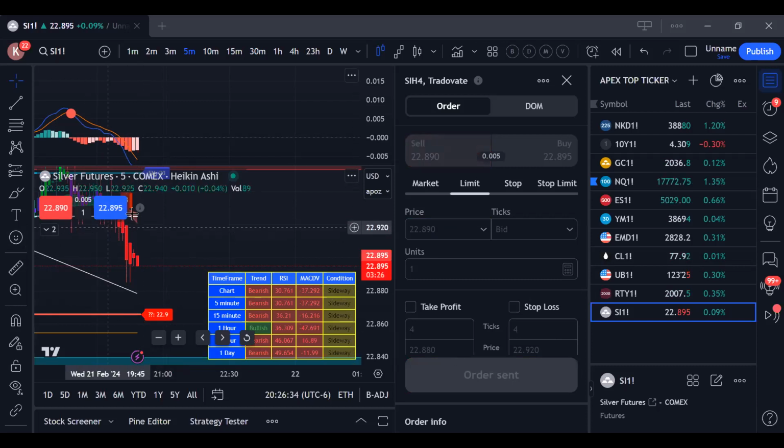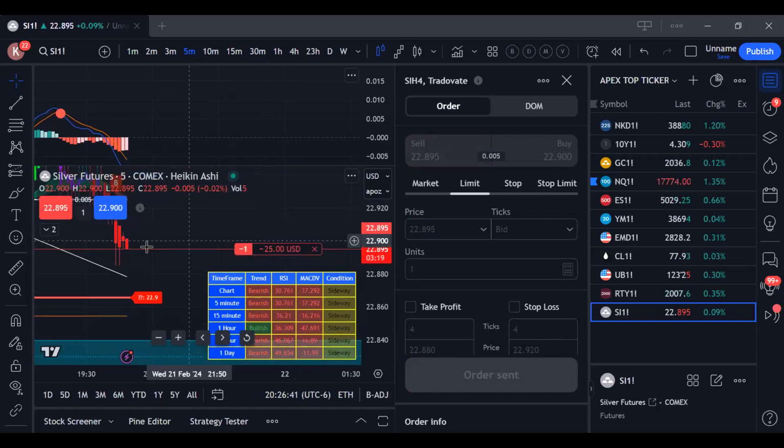Again, I'm trying to sell at 22.895 now. Now the order got filled. So if it goes further down, I'll make profit.